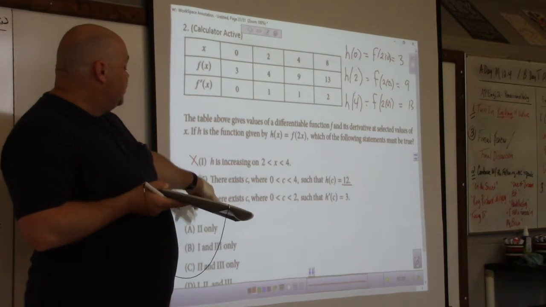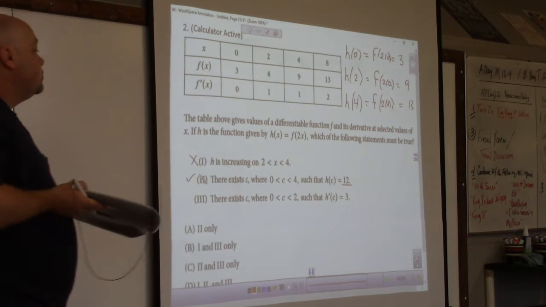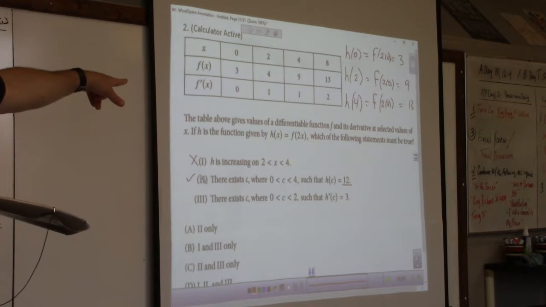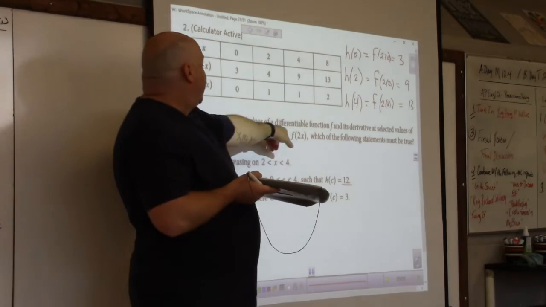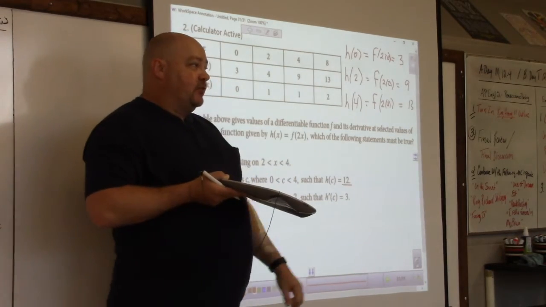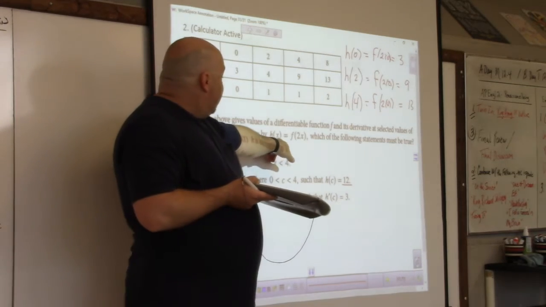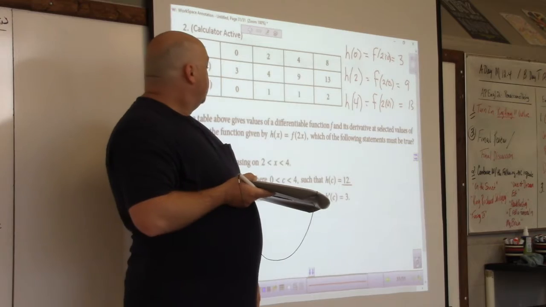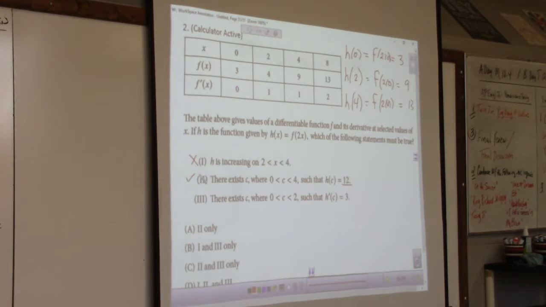Do we know that h is continuous? Well, it says differentiable. What's it talking about? The table above gives values of a differentiable function. So what's differentiable? F, right? Does that mean that h is continuous? Is differentiable? Yes, no, maybe, I don't know. No.